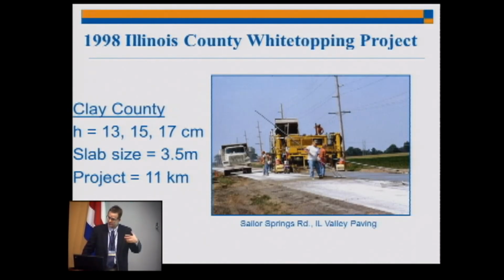And we've built some of these. This is white topping projects in Illinois. These are rural roads. Essentially, when you calculate the required slab thickness, you assume there's no bond between the concrete and the asphalt. So this is fairly common to build unbonded white toppings.